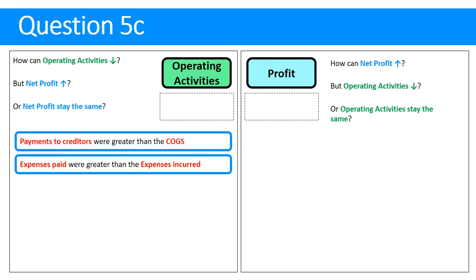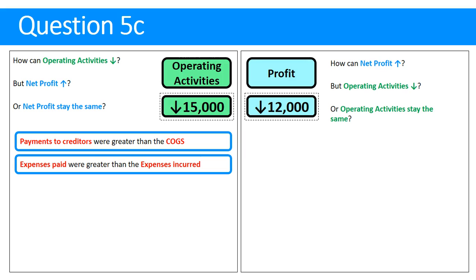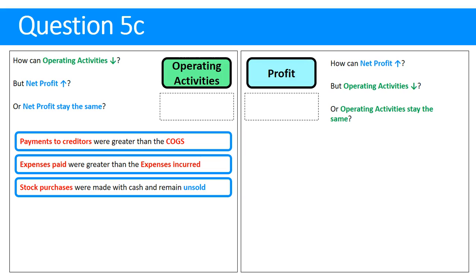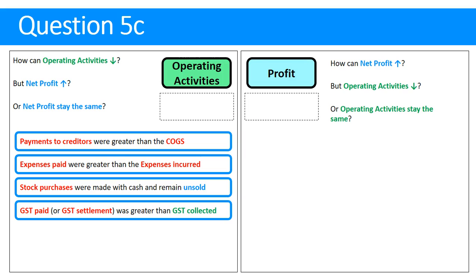Maybe we had expenses paid which were greater than expenses incurred. So perhaps we prepaid an expense, or maybe we paid off an old accrued expense. For example, we paid off some $15,000 which included some wages for last period, and wages for this period were only $12,000. That would explain the situation we're in. We could go and buy stock but not sell it. So if we paid $30,000 for stock but hadn't sold that stock yet, that would result in operating activities going down and profit not being affected.